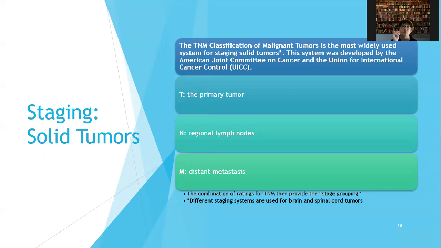So the T stands for primary tumor. If you say you have breast cancer, that's where the primary tumor is. N is regional lymph nodes, and M is distant metastasis. So the combination of ratings for TNM plus the stage grouping, and then there are different staging systems for brain, spinal cord tumors, and liquid tumors.